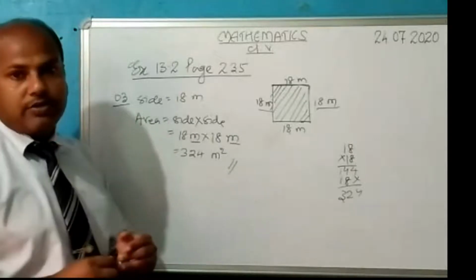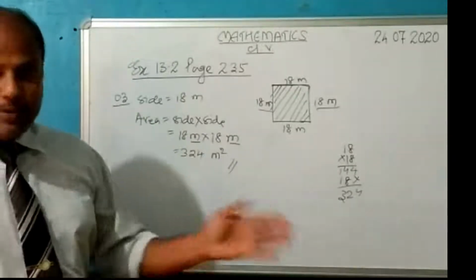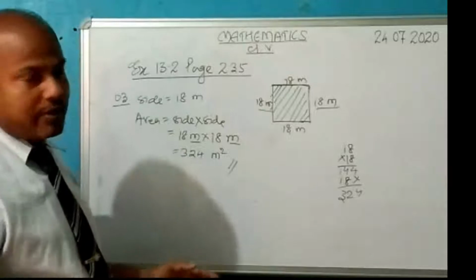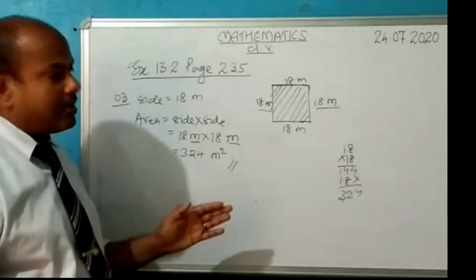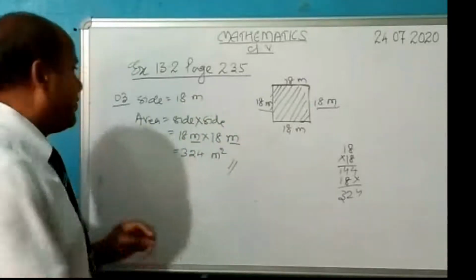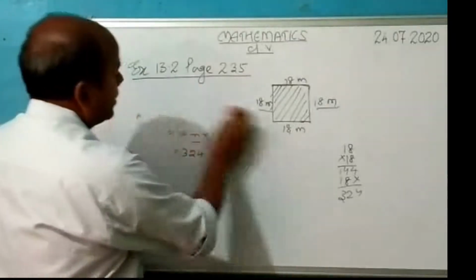So this is question number 3. I'll be sending the PDF file also, so there's nothing to worry about, but this is only the explanation of how question number 3 is to be done. This is how you should understand. So this is question number 3. Now question number 4.